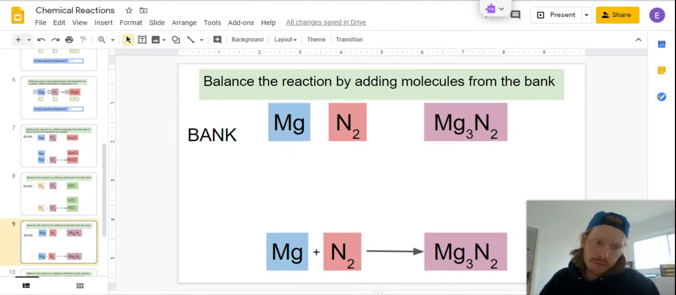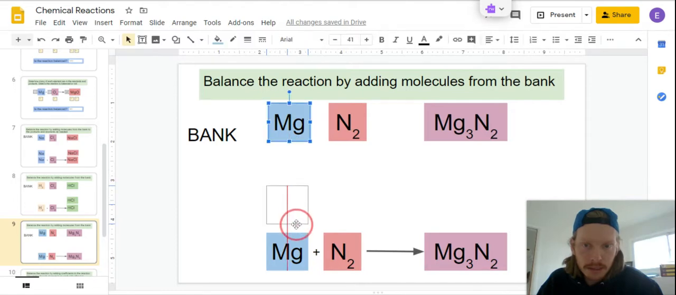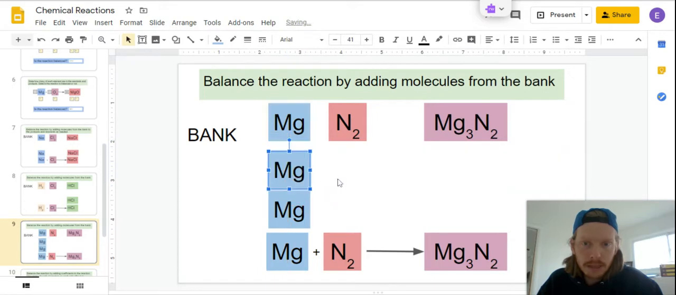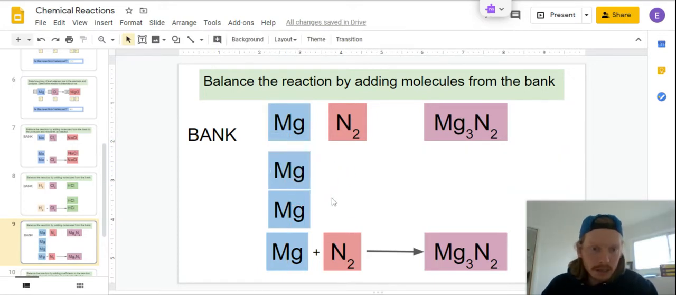Okay. Oof. 3s and 2s and 1s all over the place. Okay. Where should we start? So our nitrogens are good, right? Nitrogen is 2. Nitrogen is 2. So far, so good. Our magnesiums, however, need 3, right? We need 3 on this side, so we need 2 more. So it's going to look something like that. Good. Okay, so I think I'm done. Let's double check. I have 3 magnesiums on the left, 3 magnesiums on the right. I have 2 nitrogens on the left, and I have 2 nitrogens on the right. Awesome.